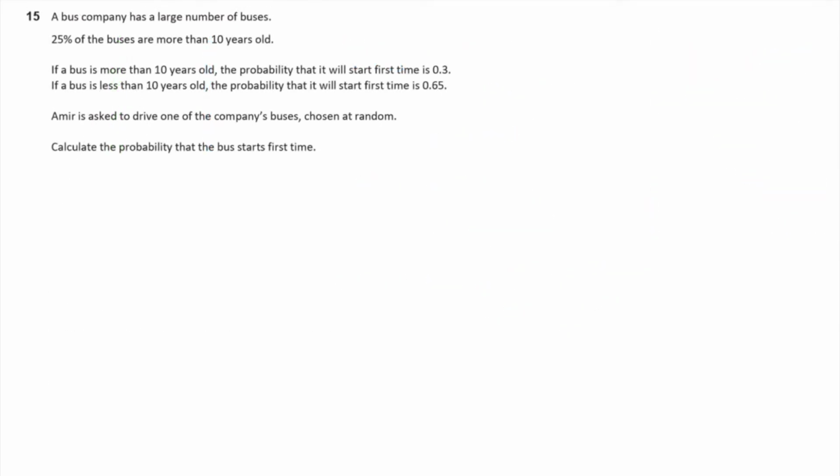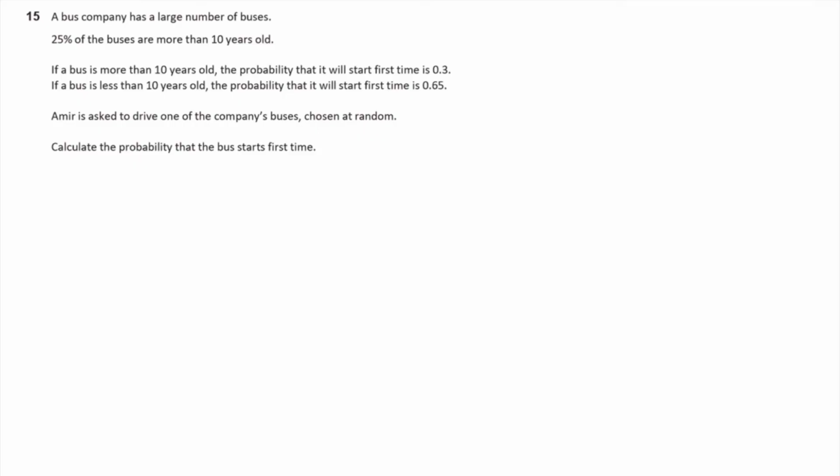Question 15. A bus company has a large number of buses. 25% of the buses are more than 10 years old. If a bus is more than 10 years old, the probability that it will start first time is 0.3. If the bus is less than 10 years old, the probability that it will start first time is 0.65. Amir is asked to drive one of the company buses, chosen at random. Calculate the probability that the bus starts first time.